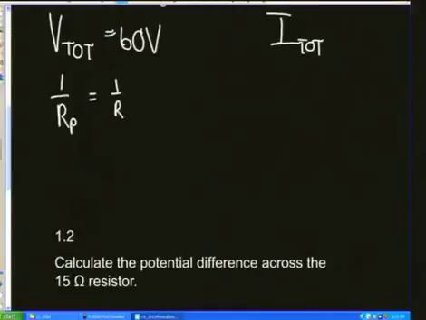Guys, this is your equation. You must write it down. Okay? That means you're now going to go 1 over 15 plus 1 over 5.